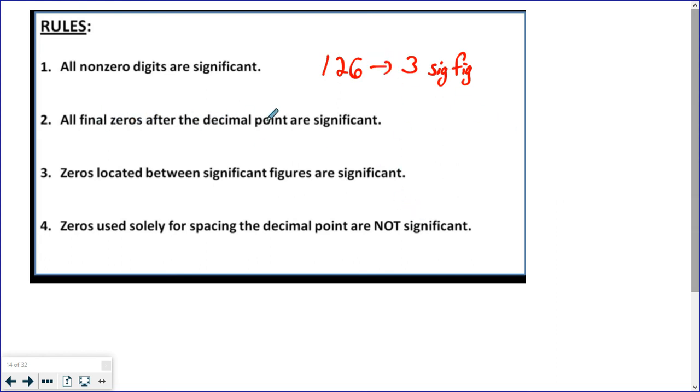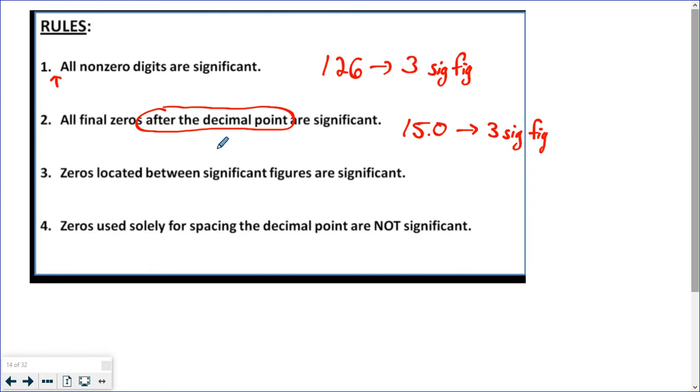All final zeros after a decimal point are significant. This is key that it's after a decimal point. So this would be a number like this, 15.0. The 1 and the 5 apply to rule number 1. They're all non-zero digits, so those count. And then this 0 is after a decimal point, so it counts as well. So this would also have three significant figures. All of those figures count.